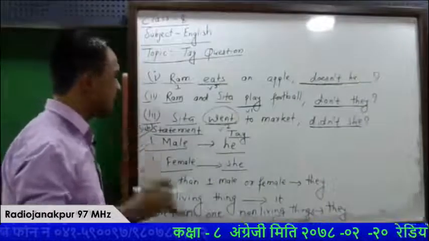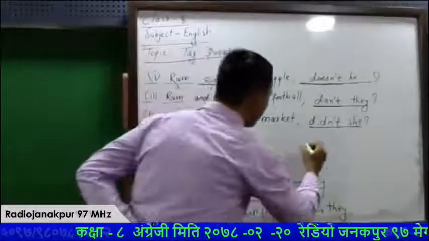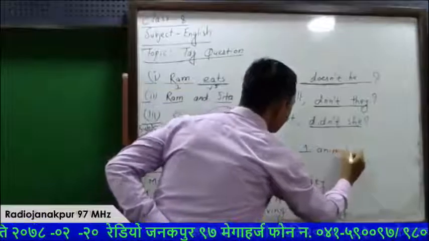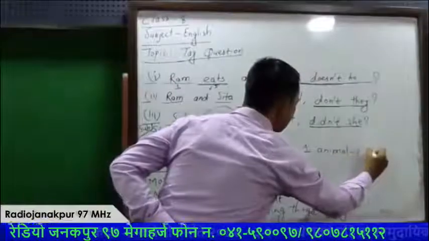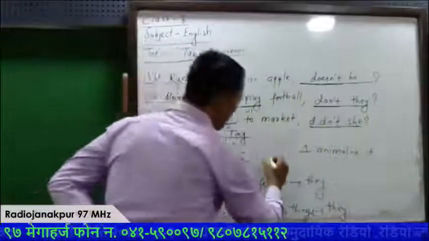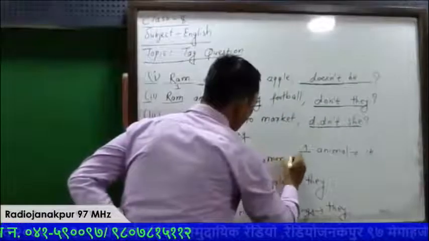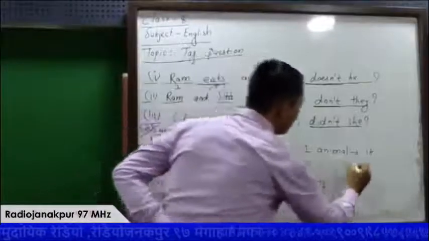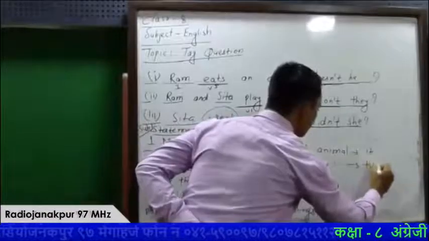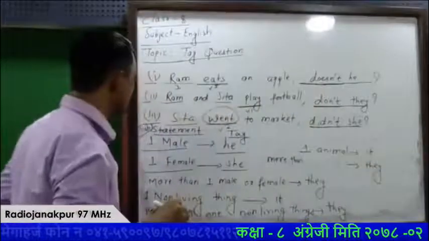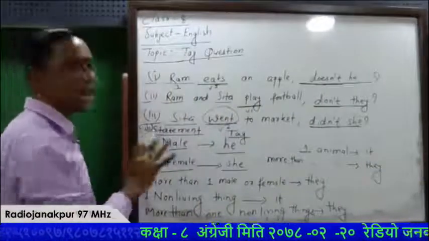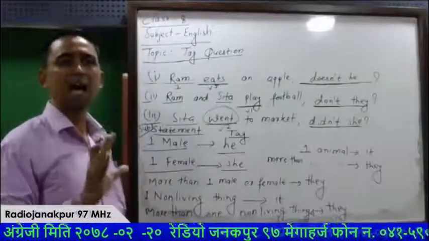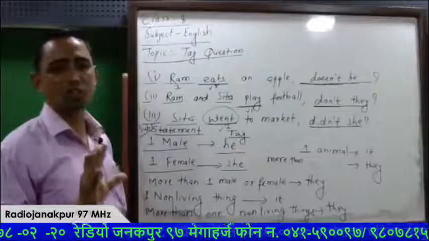Same case is there with the animals. One animal, we use it in tag question. More than one animal, we use they in the tag question. These rules are regarding the subject of tag question. These all are the normal rules of tag question.